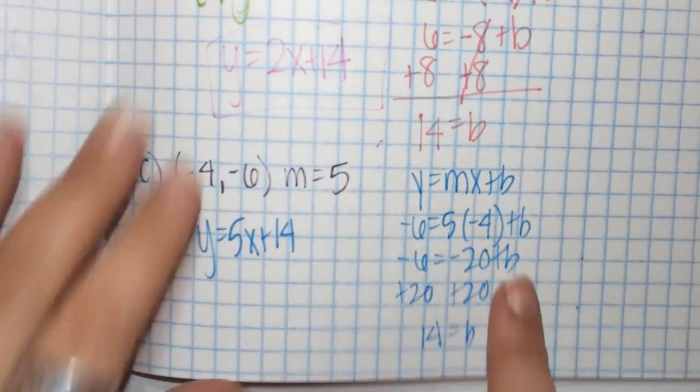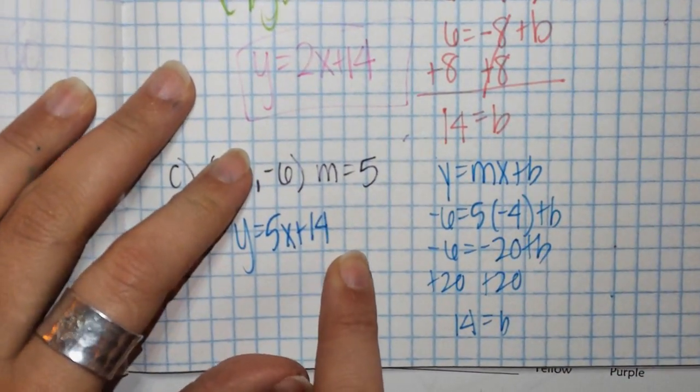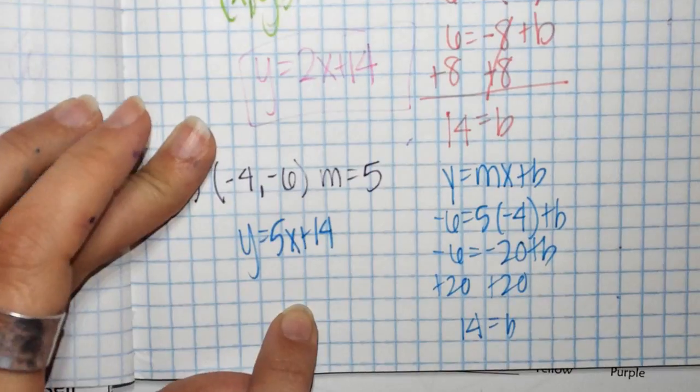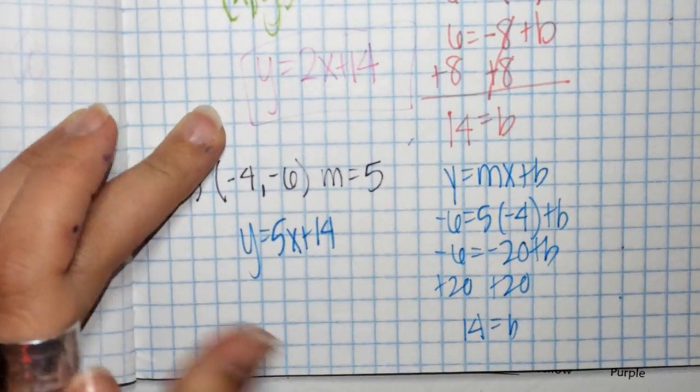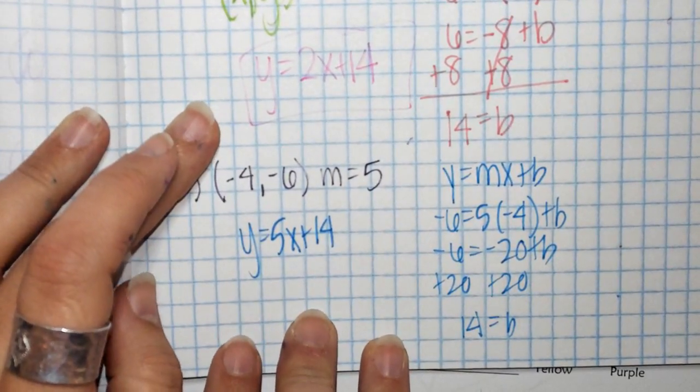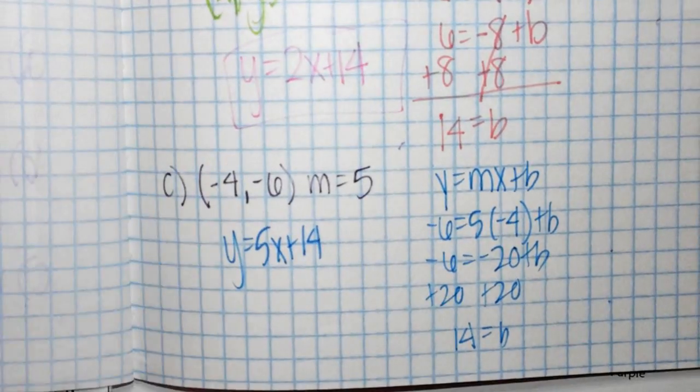So I got y equals 5x plus 14. What'd y'all get? Y equals 5x plus 14. Same? Did everybody at the table get it right? Give your team a point.